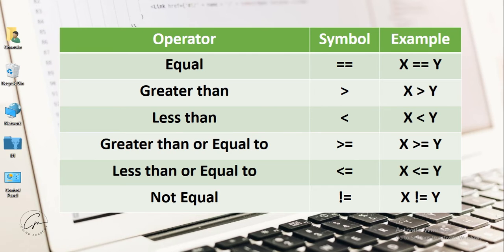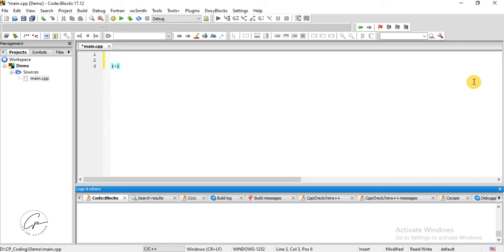In order to evaluate a comparison between two expressions, relational operators are used. The result of a relational operation is a Boolean value that can only be true or false. For example, the Boolean value is false as 4 is not equal to 3.